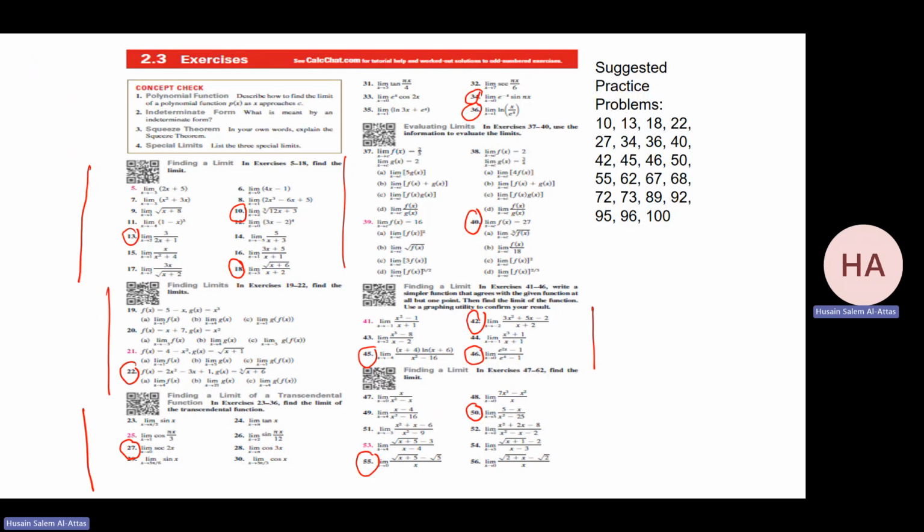Now we'll do the same thing, same idea, where I need to either factor, rationalize, or do something. I'll do 50 and then 55.